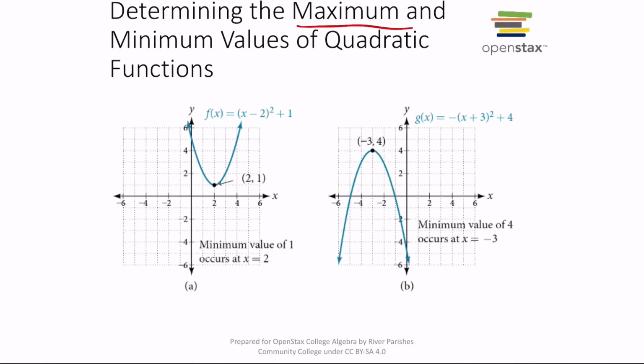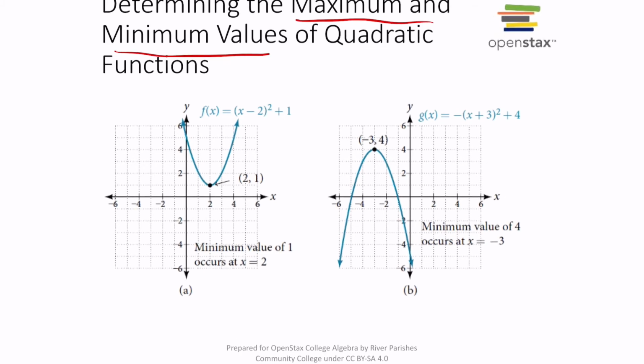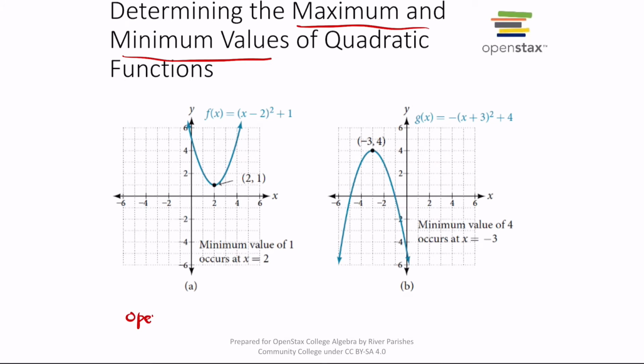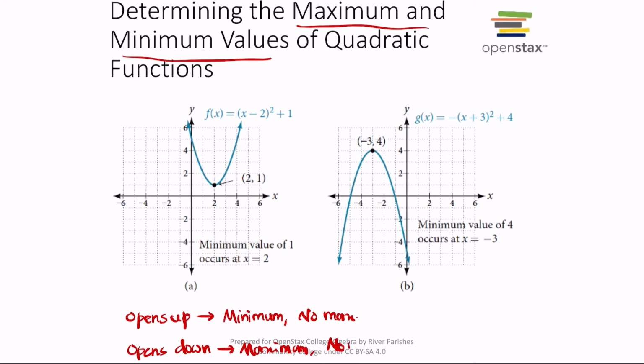Next, let's try and determine the minimum and maximum values. If a graph opens up, then the function only has a minimum value. So if the quadratic function opens up, there will be a minimum but no maximum. If a graph opens down, there will be a maximum but no minimum. So remember this principle here.